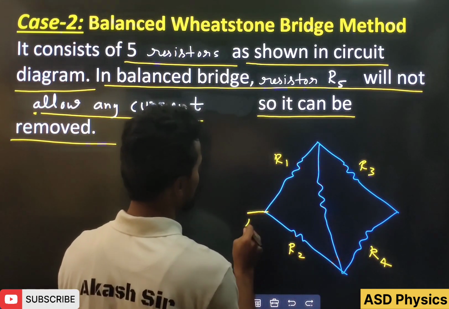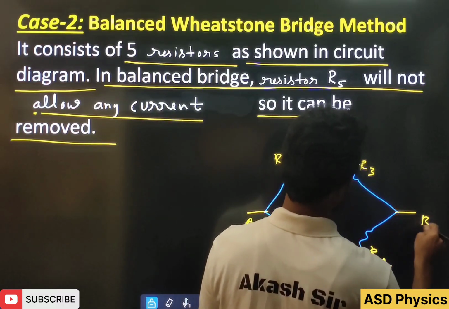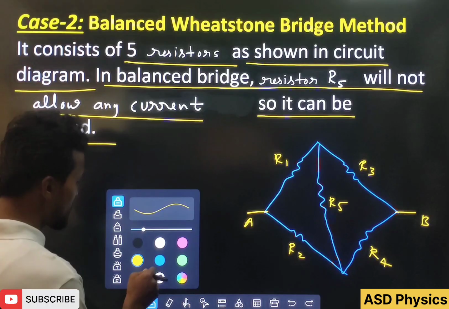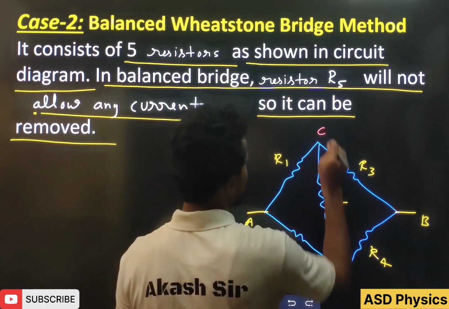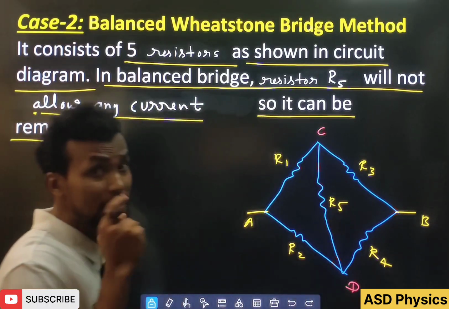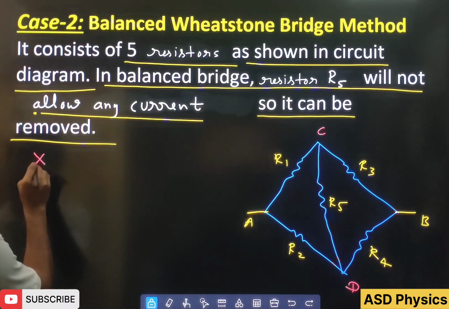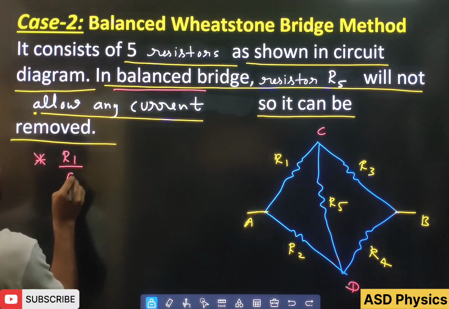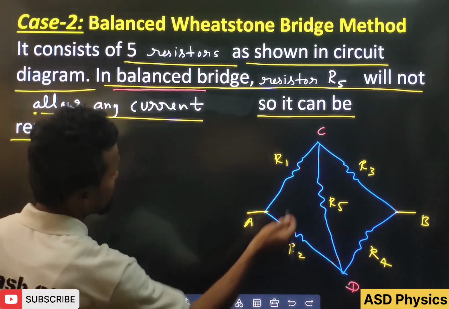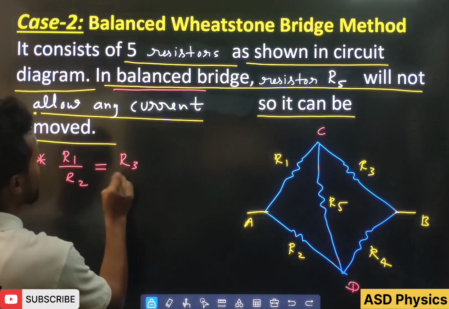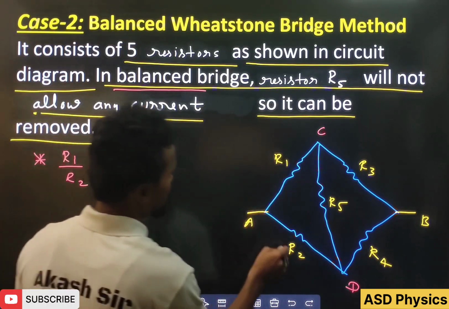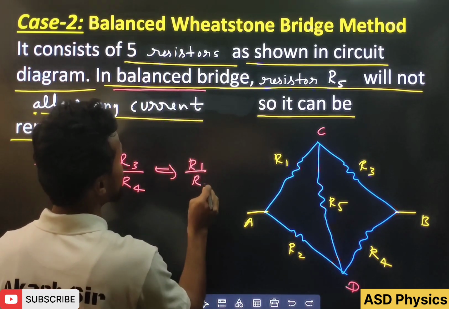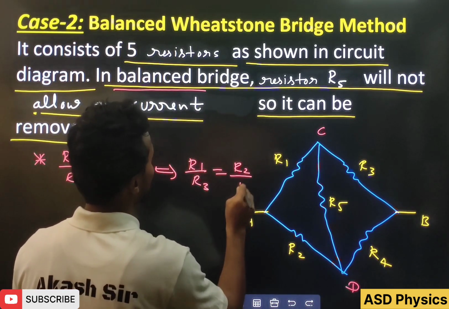Later we will see it in detail also, but as of now we are learning the equivalent. Let's take here, this is R5. Students, if I write here the potential, this is point C and this is point D. For the balanced Wheatstone Bridge, R1 by R2 will be equal to R3 by R4. Even if you wish, you can write R1 by R3 is equal to R2 by R4.